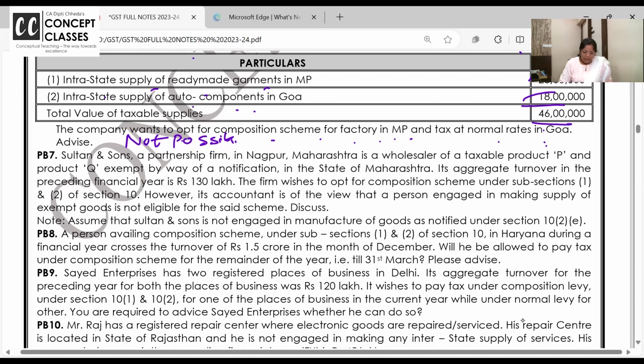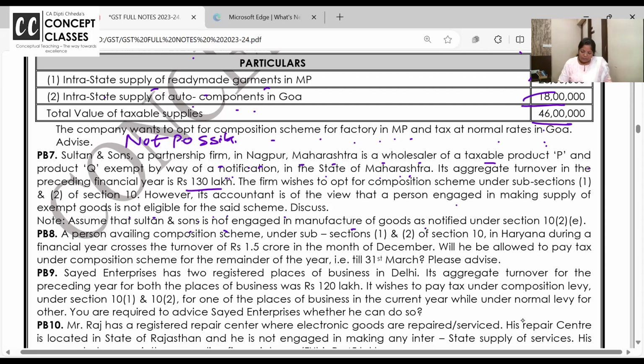Done. Sultan and Co., a partnership firm in Nagpur, is a wholesaler of products P and Q, which are exempt, in the state of Maharashtra. Its aggregate turnover in the preceding financial year is 130 lakh. The firm wishes to opt for composition. However, its accountant is of the view that a person engaged in making the supply of exempted goods is not eligible for the said scheme. Assume that Sultan and Co. is not engaged in manufacturing of the goods.